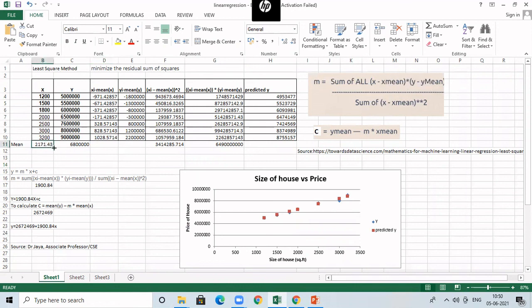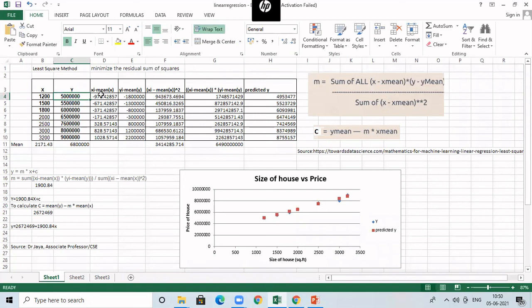So you can see here in the Excel sheet, I have calculated X mean. It is nothing but the sum of all the values divided by the number of entries. Similarly, I have calculated Y mean by adding all the Y values and dividing by the number of entries. And finally, calculate Xi minus X mean. So this Xi minus X mean is nothing but, for every row, this is Xi.